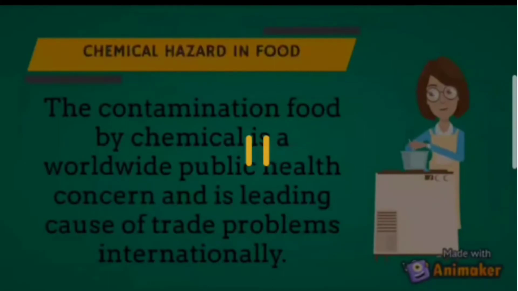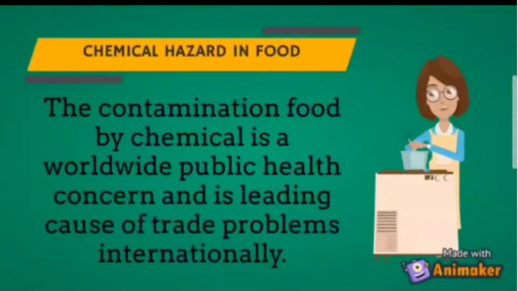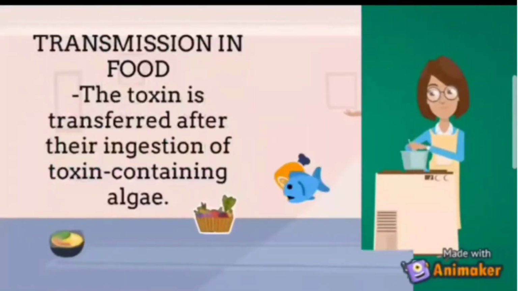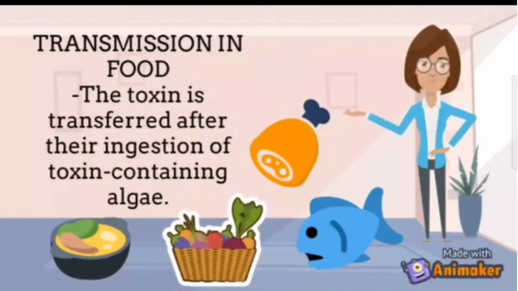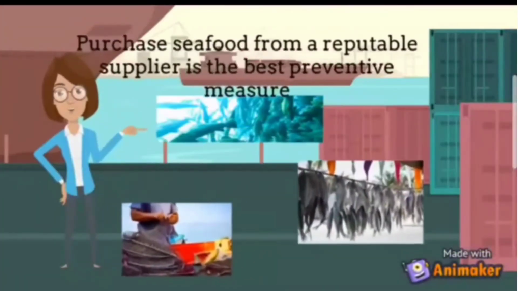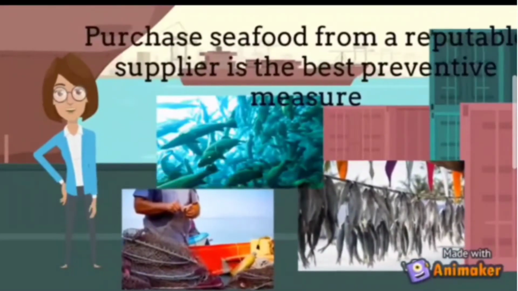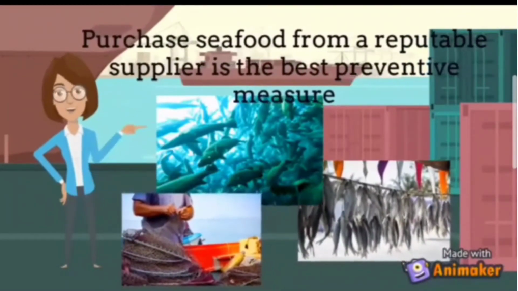Did you know that we can also get chemical hazard in food? The contamination of food by chemicals is a worldwide public health concern and is a leading cause of trade problems internationally. The chemical is easily transmitted to the food. The toxin is transferred after ingestion of toxin-containing algae. To prevent transmitting chemical hazard into food, purchasing seafood from a reputable supplier is the best preventive measure.